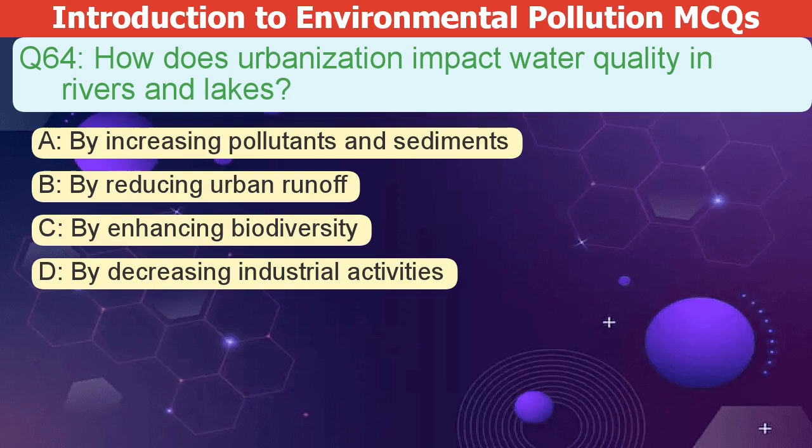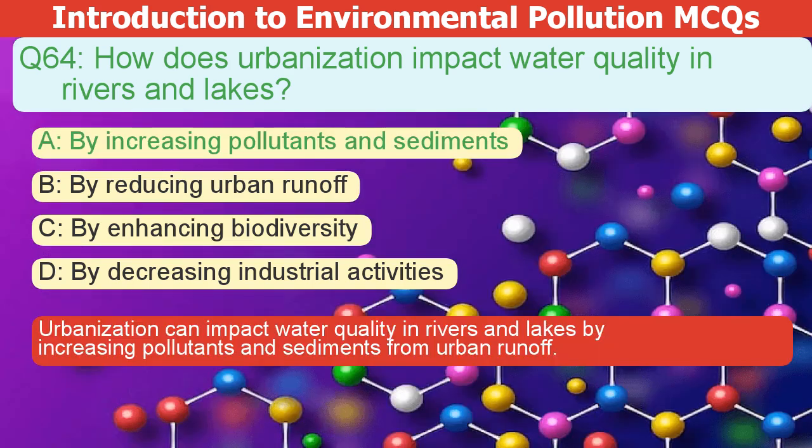How does urbanization impact water quality in rivers and lakes? A. By increasing pollutants and sediments. B. By reducing urban runoff. C. By enhancing biodiversity. D. By decreasing industrial activities. The correct answer is A. Urbanization can impact water quality in rivers and lakes by increasing pollutants and sediments from urban runoff.